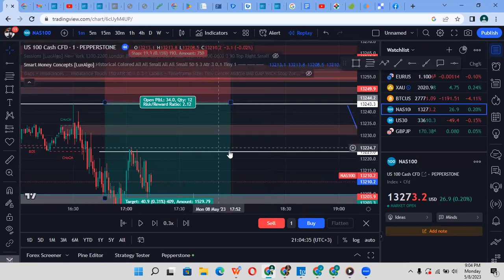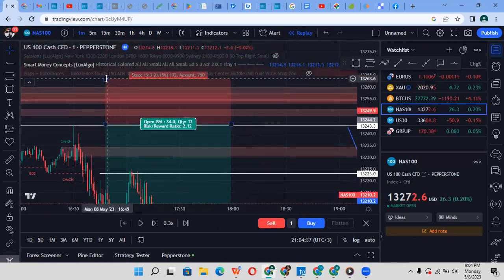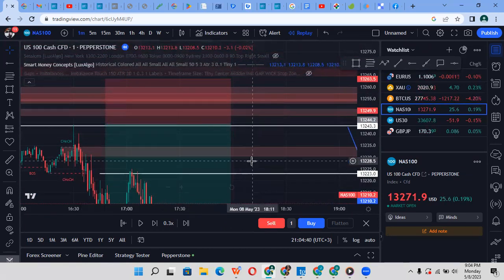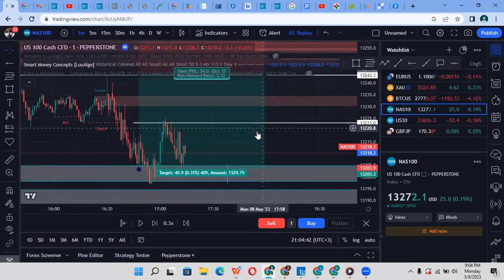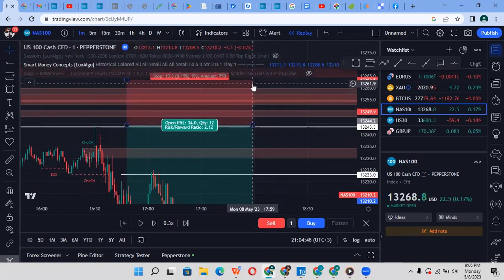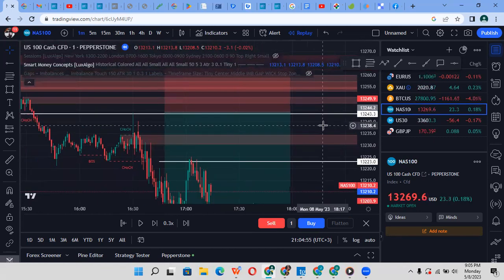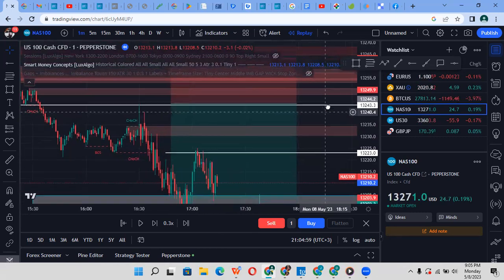If it hits your take profit one, always remember to move your stop loss into entry and close your trade partially. And if it moves to your take profit two, you'll be good to go. If it comes back and hits your stop loss, you'll be able to have broken even. So it will be a break even trade, but you'll still be profitable. That is how you protect your money.